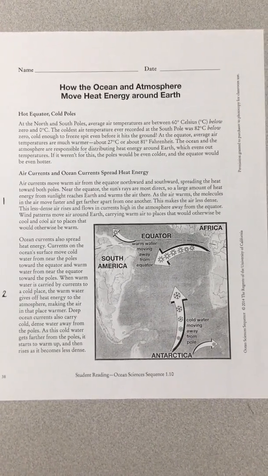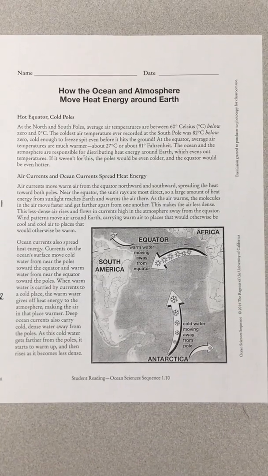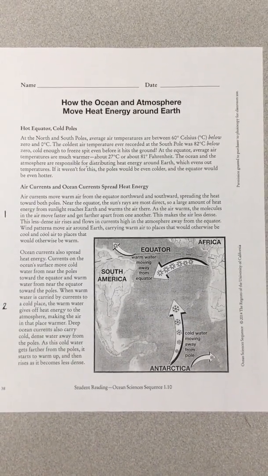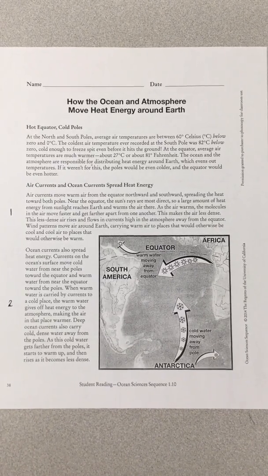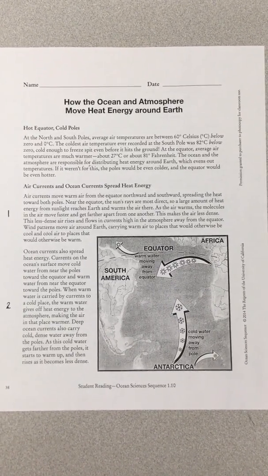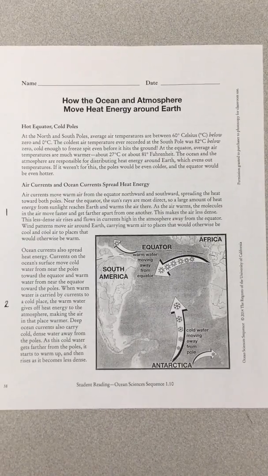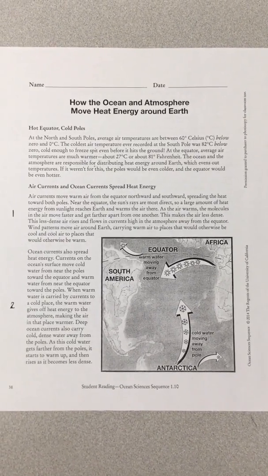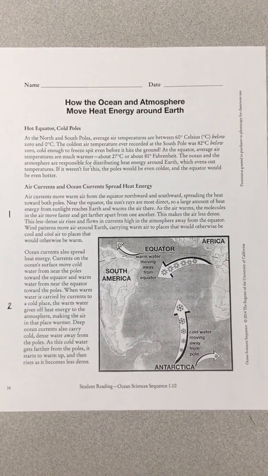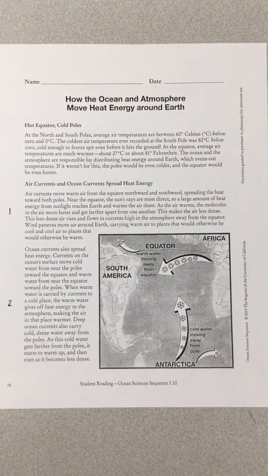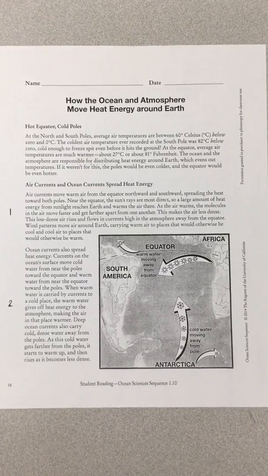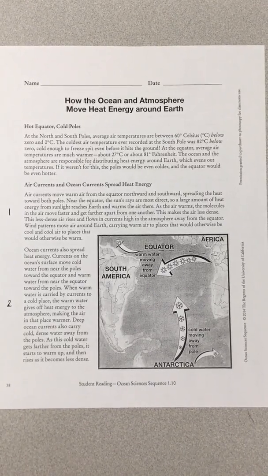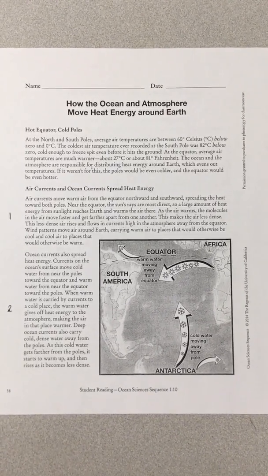Air currents move warm air from the equator northward and southward, spreading the heat toward both poles. Near the equator, the sun's rays are most direct, so a large amount of heat energy from sunlight reaches Earth and warms the air there. As the air warms, the molecules in the air move faster and get farther apart from one another. This makes the air less dense. This less dense air rises and flows in currents high in the atmosphere away from the equator.